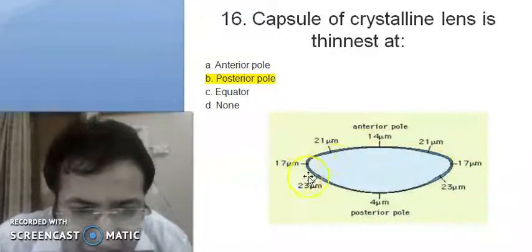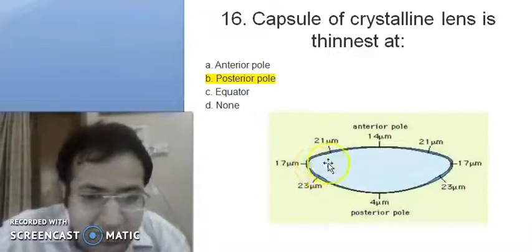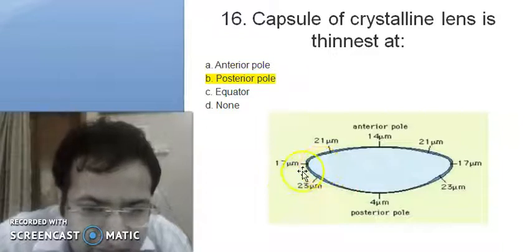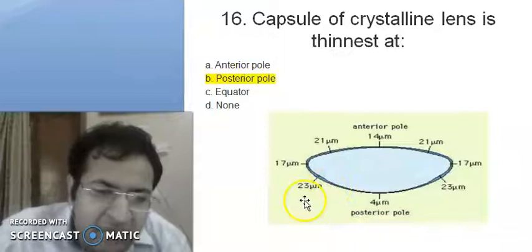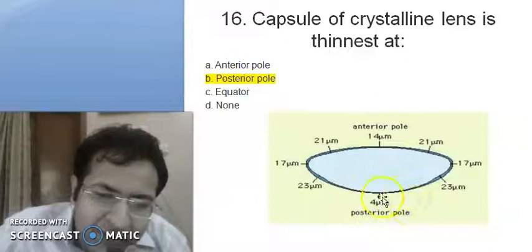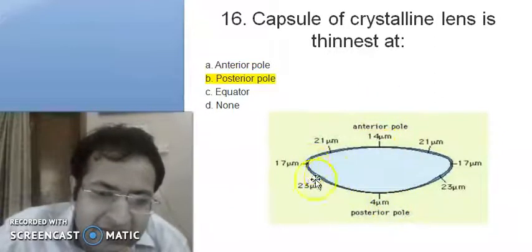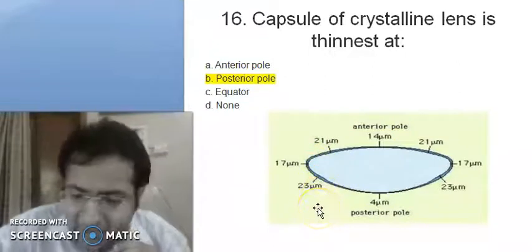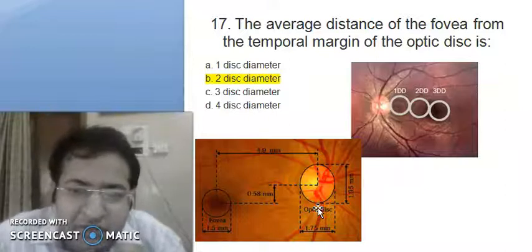It is not thickest at the equator. So where is it thickest? It is thickest posterior to the equator. And what is the thickest measure? It is about 23 micrometers. So the capsule at the posterior pole is just 3 to 4 micrometer, which is the thinnest. At the anterior pole it is 14 micrometer, and it is thickest just posterior to the equator, that is 23 micrometer.